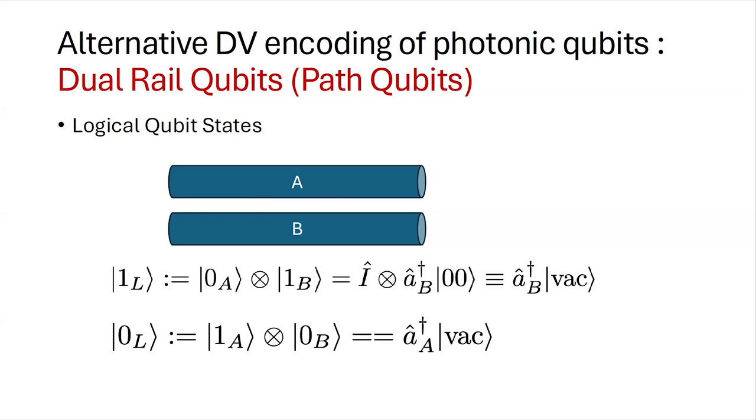So you can use the creation operator to denote it in a shorthand notation. If the creation operator for path B acts on the two-mode vacuum, it generates the logical 1 state. If it acts on the A mode, then it will generate the logical 0 state. These are called dual rail qubits, and they are very popular in programmable circuits of photonic systems.